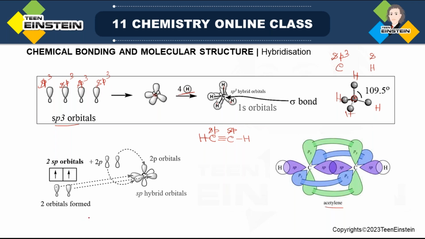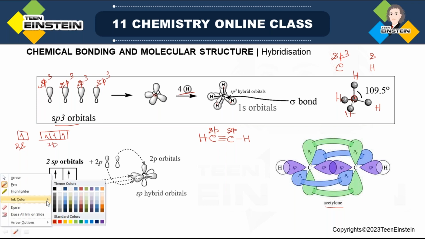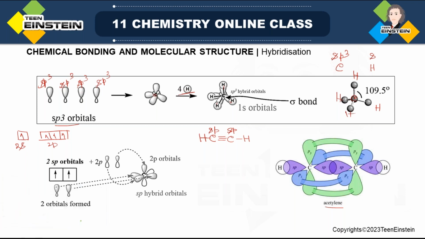We know that carbon has the configuration 2s2 2p2, but in the excited state we can write it like this. Now we will take only one s and one p, and we will mix them. So ultimately what you will get is 2 sp. See, this is one sp, this is another sp.